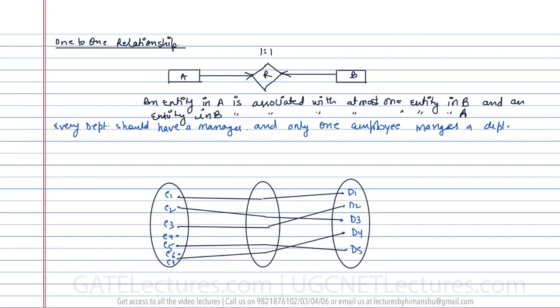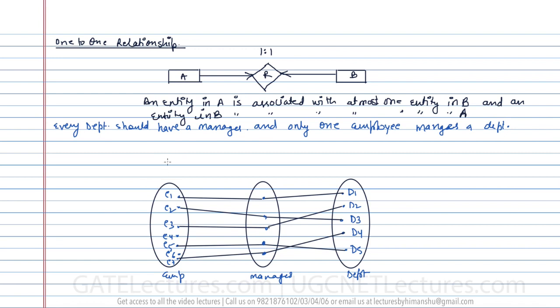Now you can see in this case, every department should have a manager. So every department has one single manager, and only one employee manages a department. That means there are not more than one employee managing a particular department. Here these lines represent the relationship, and the relationship is manages. Entities are employee and department, right?